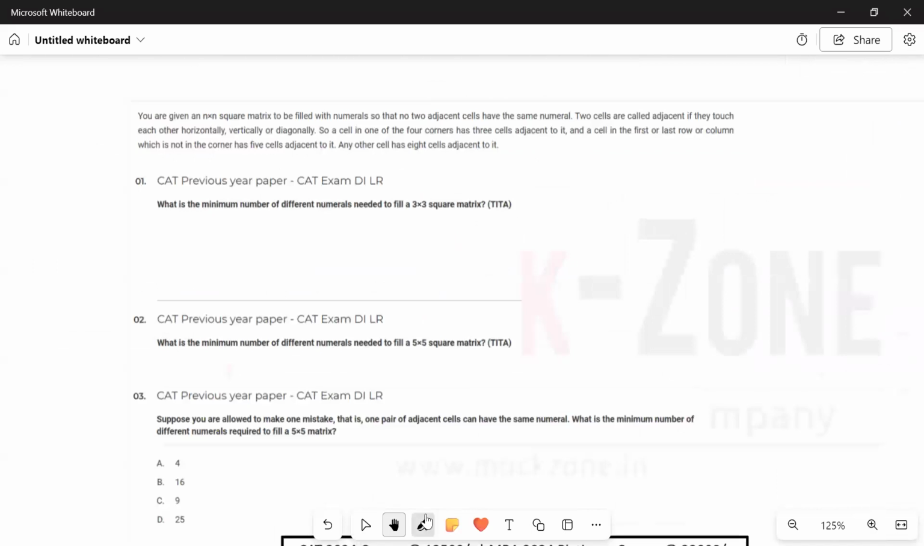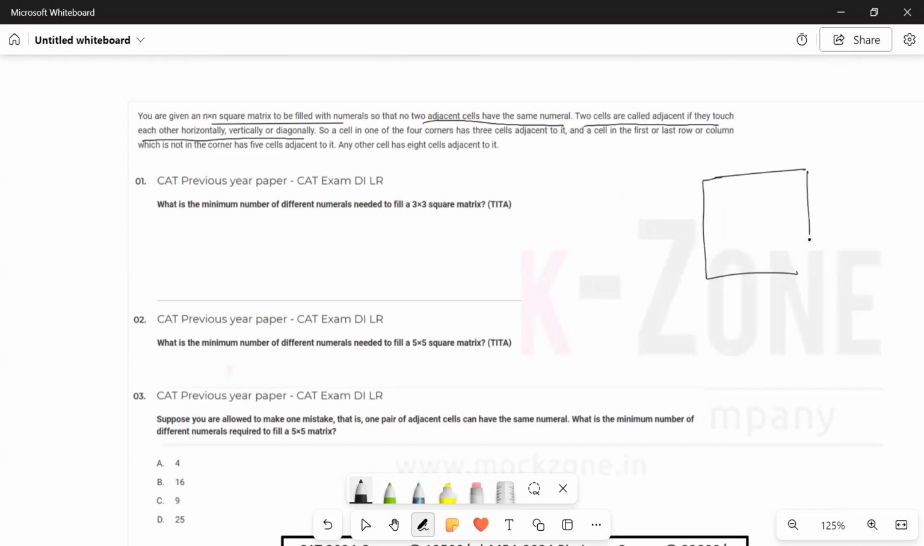So the question says, you are given an n by n square matrix to be filled with numerals so that no two adjacent cells have the same numerals. Two cells are said to be adjacent if they touch each other horizontally, vertically, or diagonally. So let's say we have a 3 by 3 grid. It's n by n, so for now we are assuming 3 by 3.